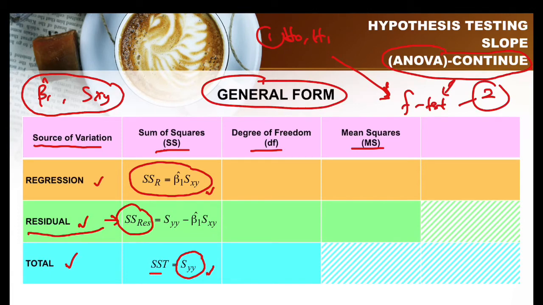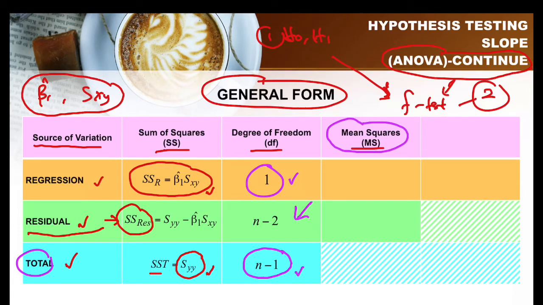Next, degree of freedom. Degree of freedom regression is always 1. Degree of freedom total is total sample size minus 1. Degree of freedom total minus degree of freedom regression gives you degree of freedom residual. Next, move to the mean square. How do we get mean square regression? Mean square regression is equal to SSR divided by 1.